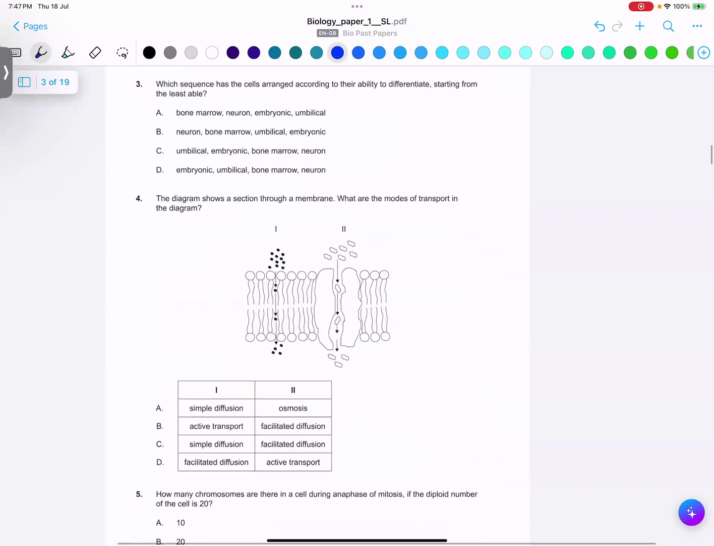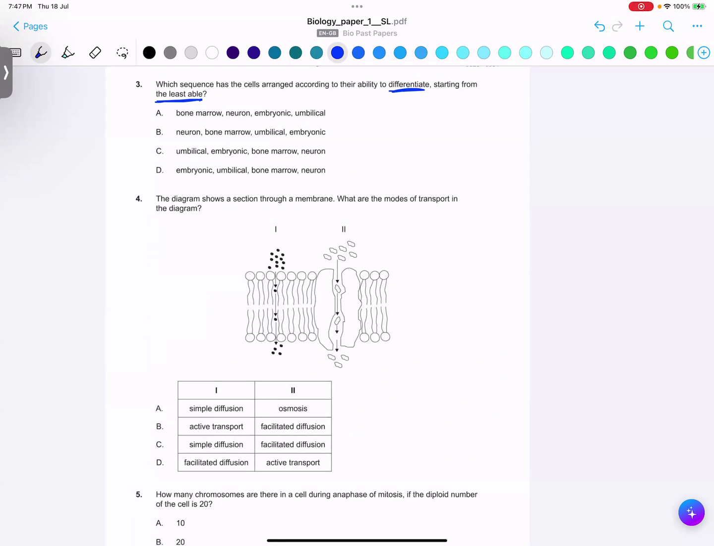So now we have question 3. Which sequence has the cells arranged according to their ability to differentiate? First we have differentiation, very important, starting from the least able. Here they're also giving us a sequence because in IB they also test your focus. So you need to be able to actually read the question well and understand what they want. You need to know the grammar behind the question.